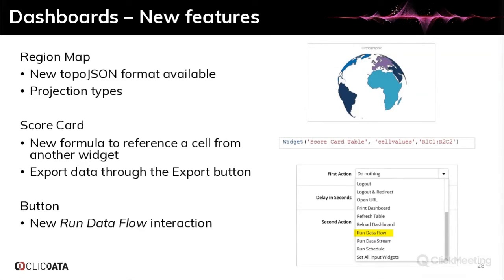The scorecard widget has also gotten a bit of new enhancements. So we have a new formula to reference a cell in the scorecard outside of the widget. That's something that was missing and which is available now. And you can also export the data from the scorecard widget to Excel using the export button, which is also able to export data from tables, charts, etc. On the button, we have new interactions to run a data flow.